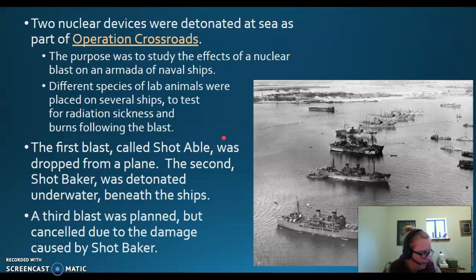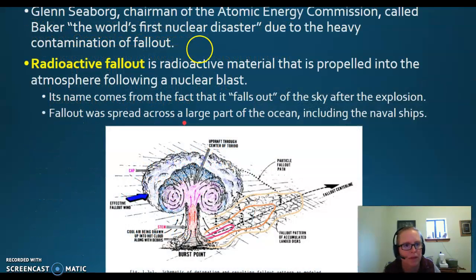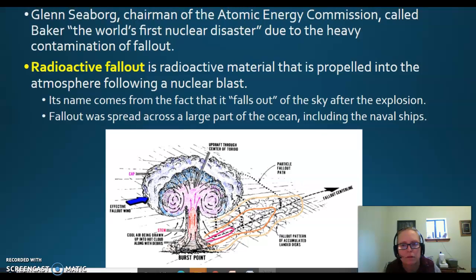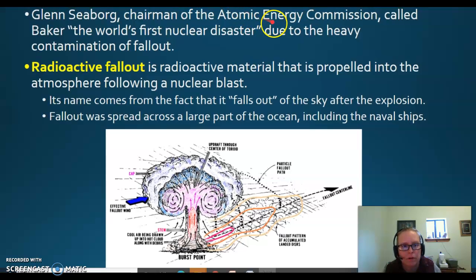All right, and so we're now on to 28A. You should have just been able to answer. Okay. Let me move this up a little bit too. There. Glenn Seaborg, he was chairman of the Atomic Energy Commission. He called the Baker incident or test the world's first nuclear disaster because there was a lot of contamination from radioactive fallout. So here's your definition of that.